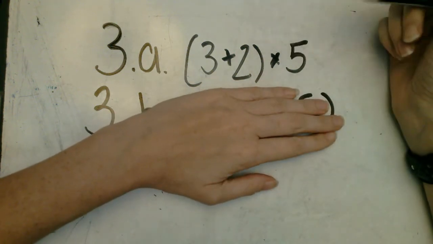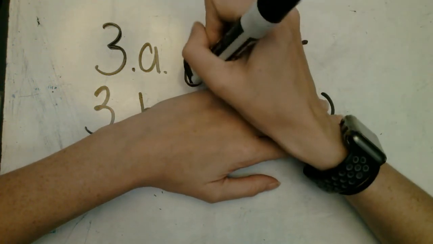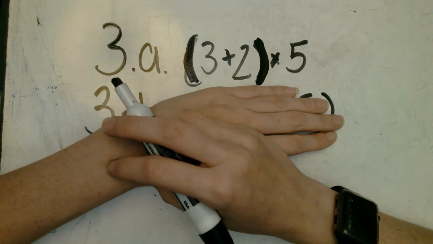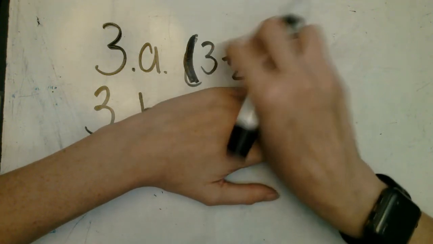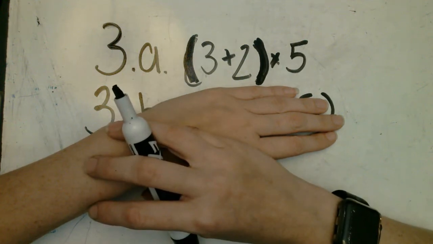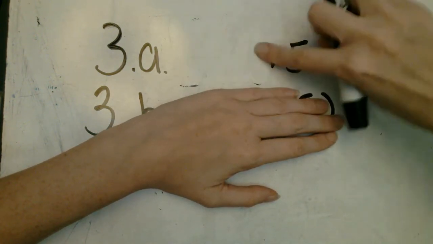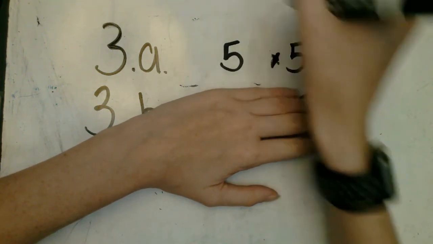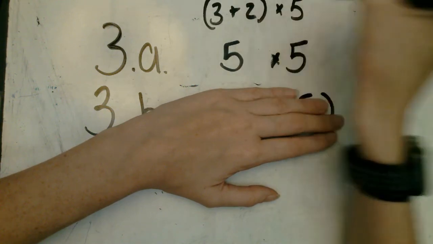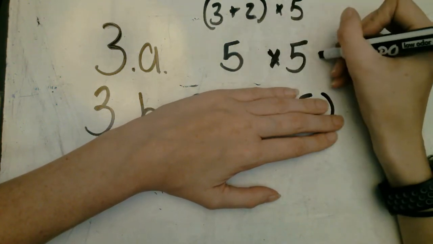Let's start with A. Remember, where do we need to start? Inside the parentheses. Whenever you see parentheses in a math problem, you need to start with what's inside of them. It's like a present. The important stuff's going to be right inside here. Let's start with 3 plus 2. Everybody shout out. What's 3 plus 2? Good. 3 plus 2 is 5. I'm going to rewrite that. Here, I'll put our problem up here so we don't forget. We started with 3 plus 2 times 5. Still have the times 5 down here, but we simplified it a little bit.